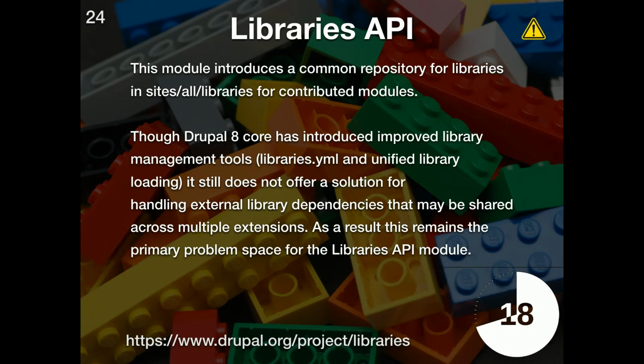So for example, if you have a particular module that requires some external JavaScript library like ColorBox, you would put the library in a certain folder and the Libraries API, and that module will figure out how to load it up for you.